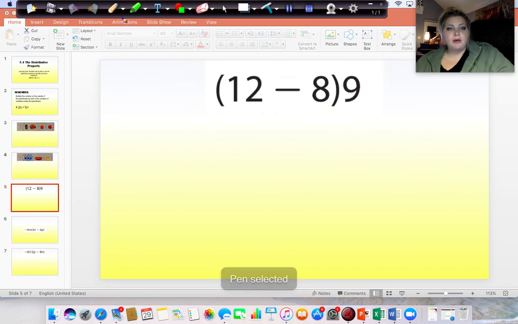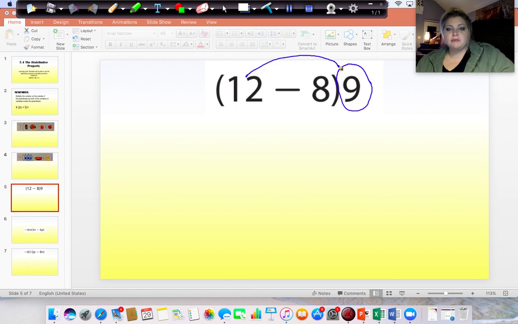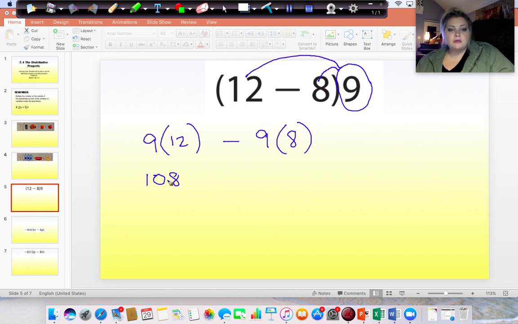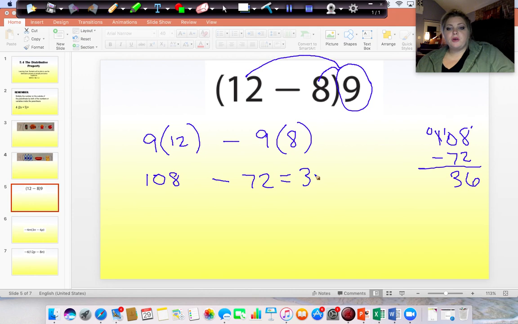Now, here's what I was saying about it being in the back of the parentheses sometimes. It does not change anything. You still multiply it times the first number and then multiply it times the second. So 9 times 12 minus 9 times 8. 9 times 12 gives us 108 minus 9 times 8, which is 72. So 108 minus 72. 8 minus 2 gives us 6. We need to borrow here. 10 minus 7 gives us 3. So our answer is 36.